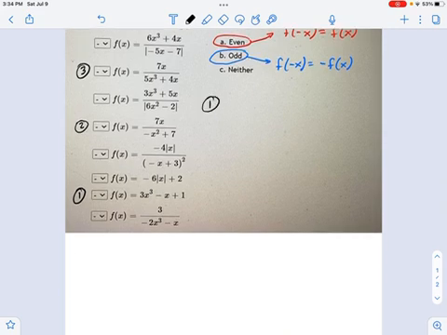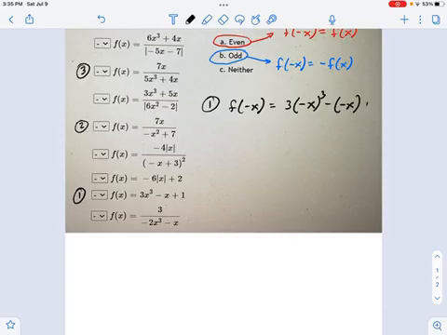Number 1 says 3x cubed minus x plus 1. So here's what I'm going to do first. I'm going to plug in -x and see what happens. Okay, so let's try this. f of -x, according to the number 1 equation, equals 3 times (-x) cubed minus (-x) plus 1.